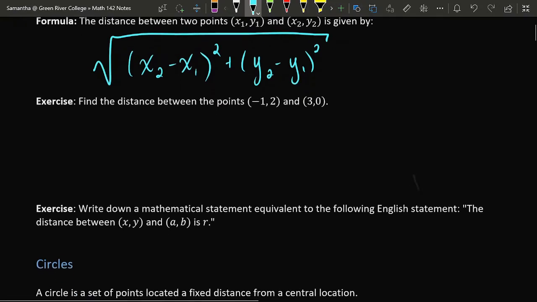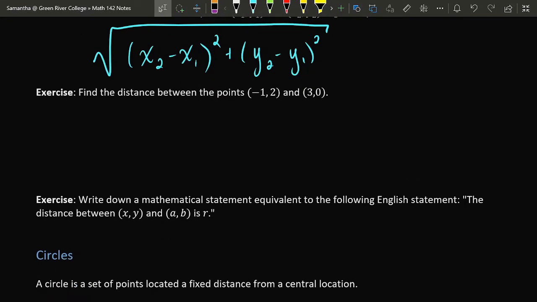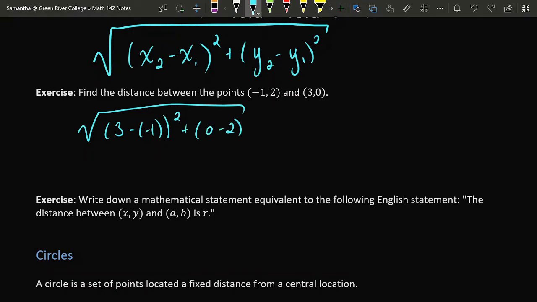For an example, someone asks me for the distance between -1, 2 and 3, 0. So I would say, okay, I'll take my final x, which is 3, and subtract my initial x, which is -1, and then I'll square the result. I'll take my final y, which is 0, and subtract my initial y, which is 2, and then square the result.